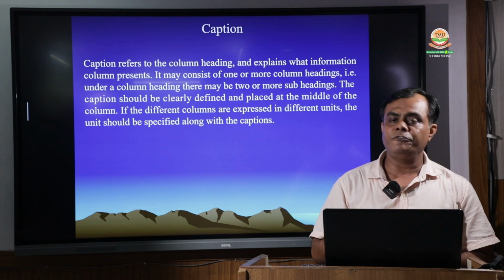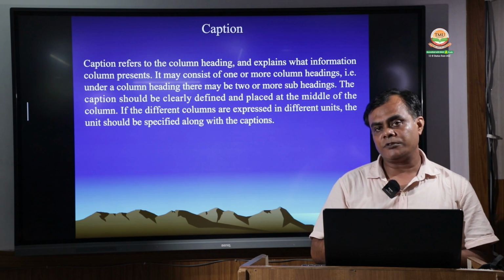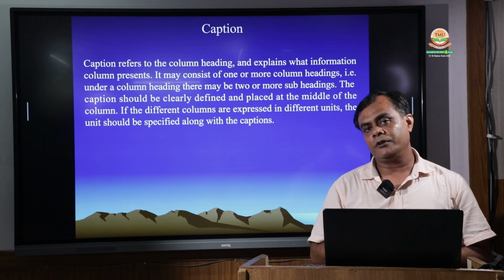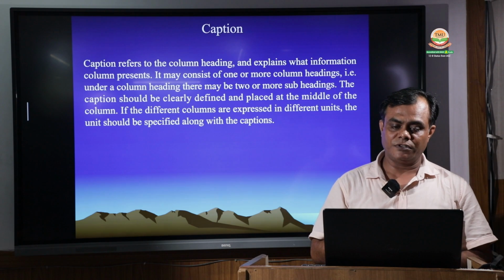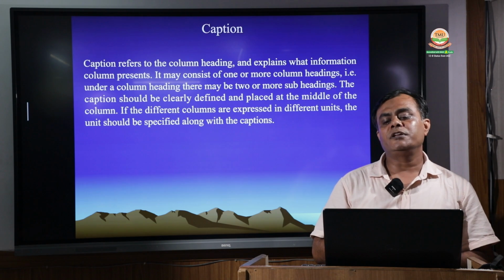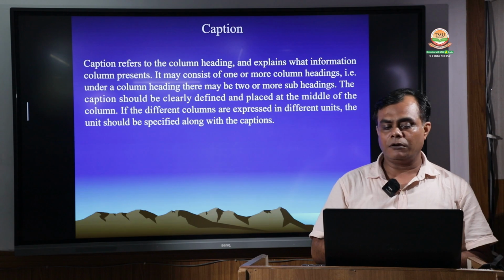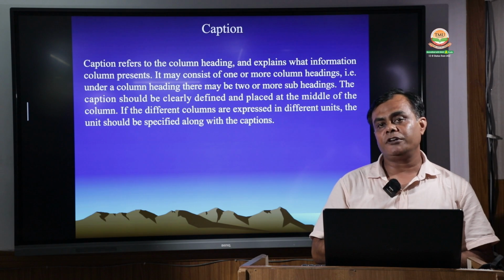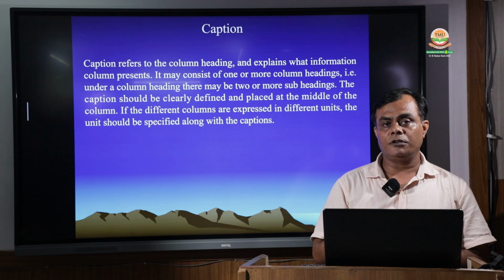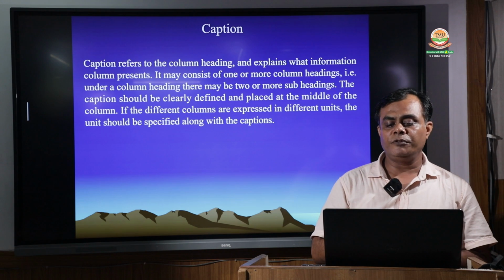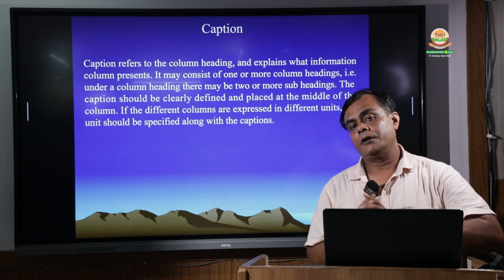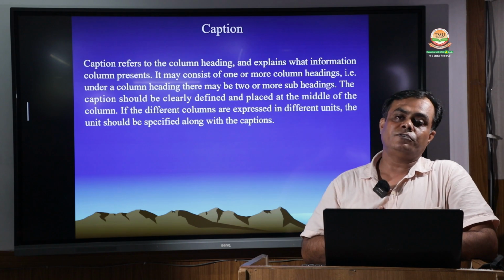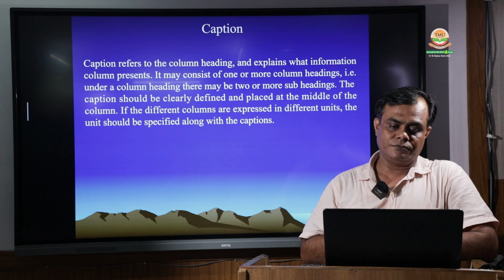So simply, the caption is the third important element of the table, and when we are preparing the table we cannot avoid the importance of the caption. The caption should be clearly defined and placed at the middle of the column, and if the different columns are expressed in different units, sometimes we are expressing different columns in different units, which should be specified using the caption. You are also reminded of this very frequently when you are clicking the caption option.